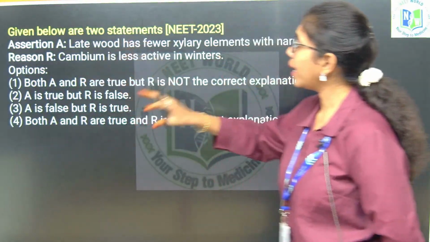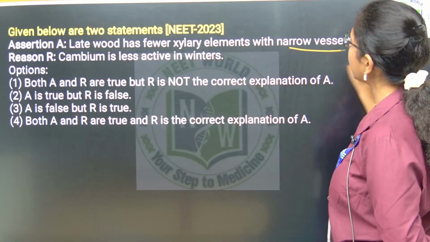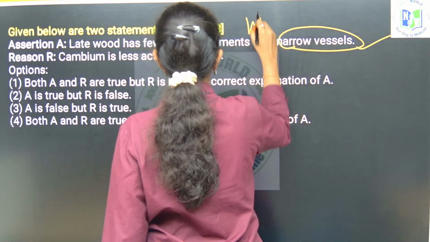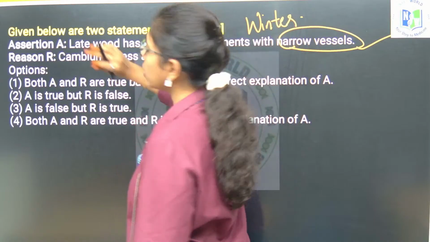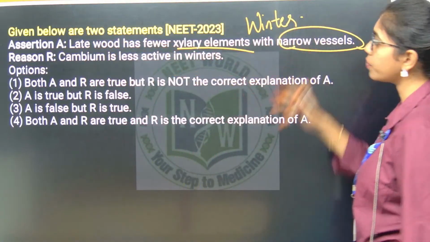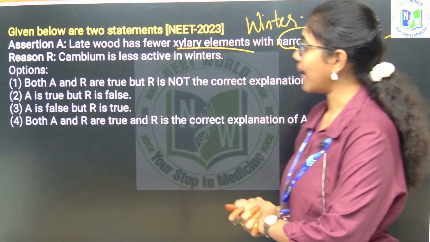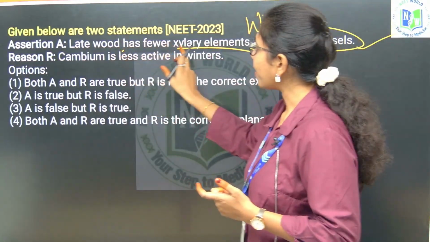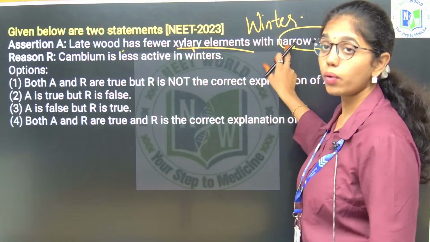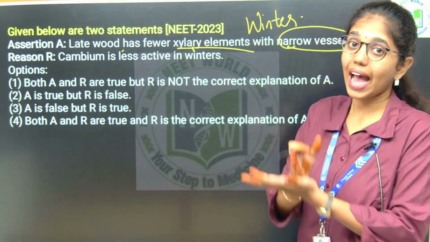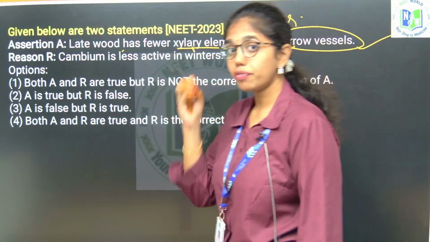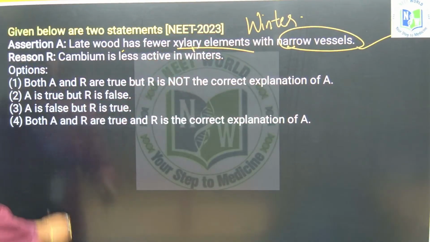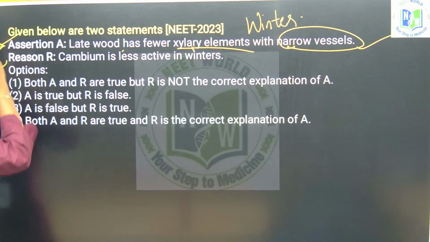In assertion, late wood has fewer xylem elements with narrow vessels. Yes, this is true, because late wood is formed in which season? Winter season. During winter season, that late wood will have just fewer xylem elements with narrow vessels. In reason, it is described as cambium is less active in winters. True. Why is late wood having fewer xylem elements with narrower vessels? Because of less activity of cambium in winters. So here assertion is true and reason is the correct explanation of assertion.